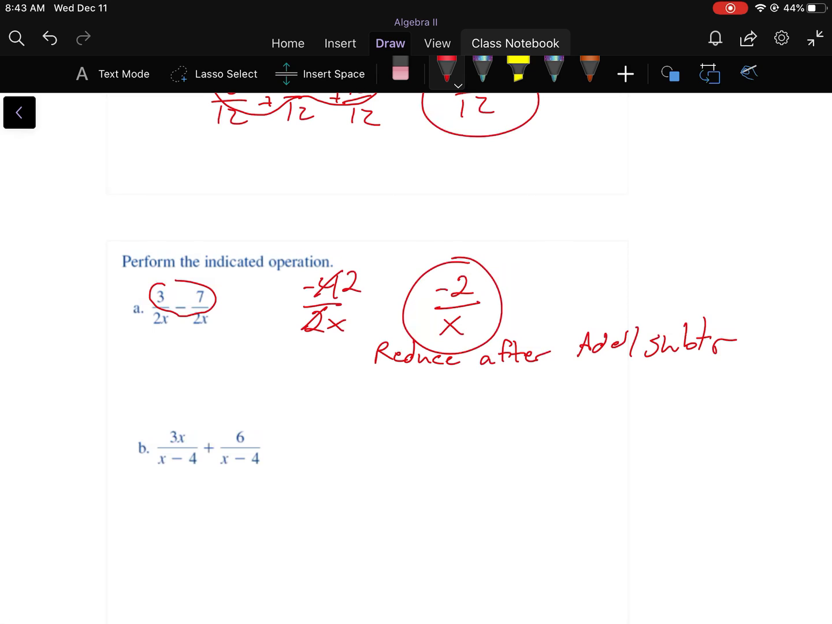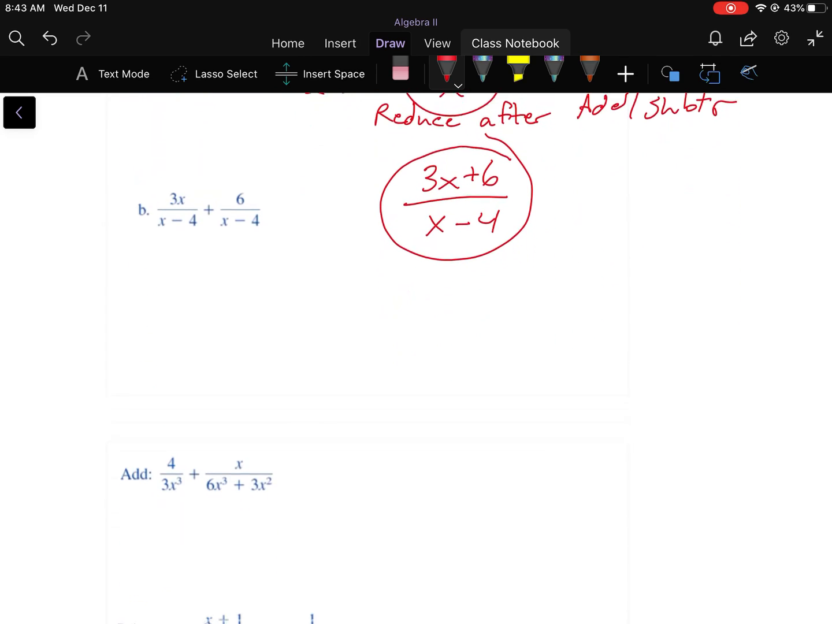Like here, I've got a common denominator. Both fractions have a common denominator of x minus 4. Add the tops, and I've got 3x plus 6. They're not like terms, so I'm not going to add them together, so I'll leave it as is. Okay, all right, simple enough when I've got a common denominator.